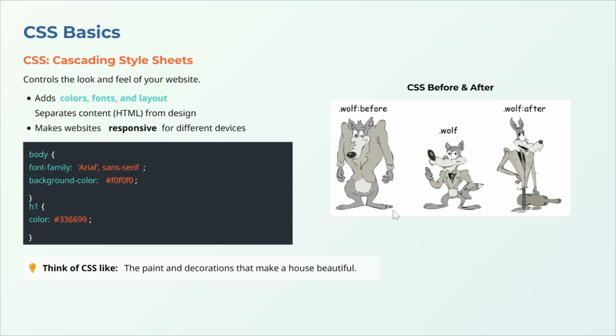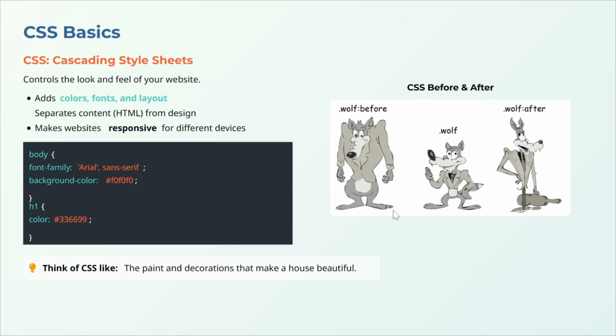Then another part here, we also have H1, setting the color of our heading, in this case to be this color. Remember, you can also find them online. So very easy. What you need to know is how CSS is used to add colors, fonts, and layout. Then you look at your design, then start adding designs to your HTML.